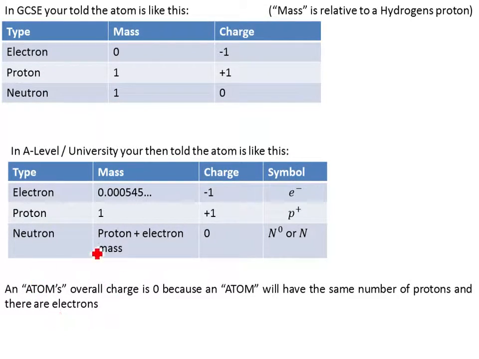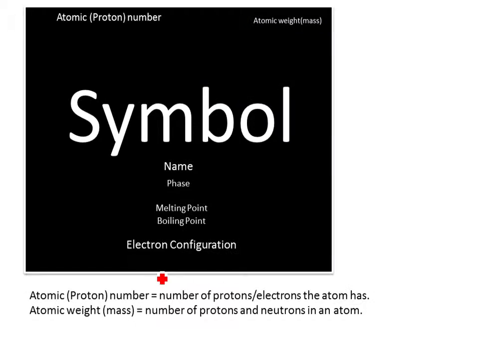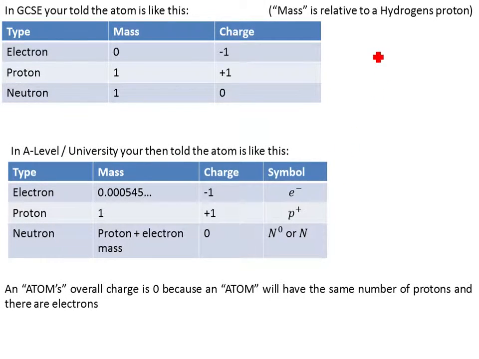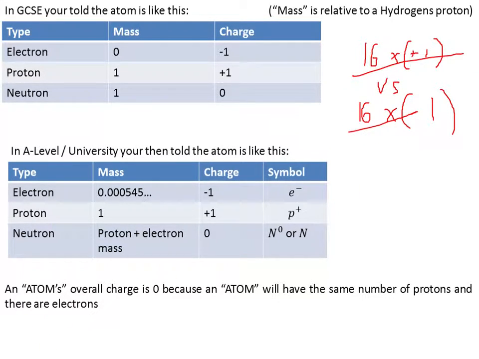Now atoms, notice how I've highlighted that, and I'll talk about this in another video, have no overall charge because, as I said here, there are the same number of protons as electrons. So if we have an atom with 16 protons, we'll have 16 of those +1 charges, and then it has to have the same amount, 16 times the -1 of electrons, and that just cancels itself out, so then we get an overall charge of 0.